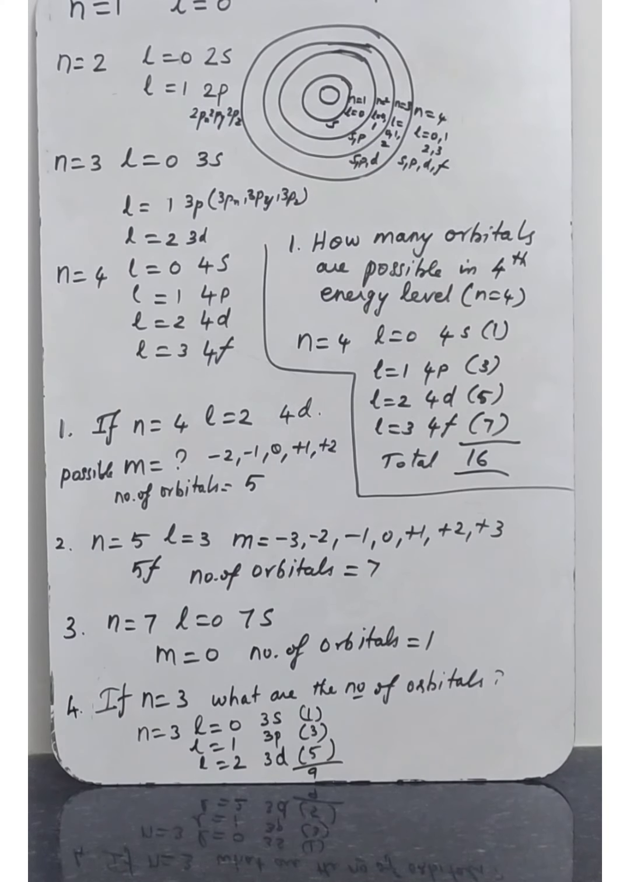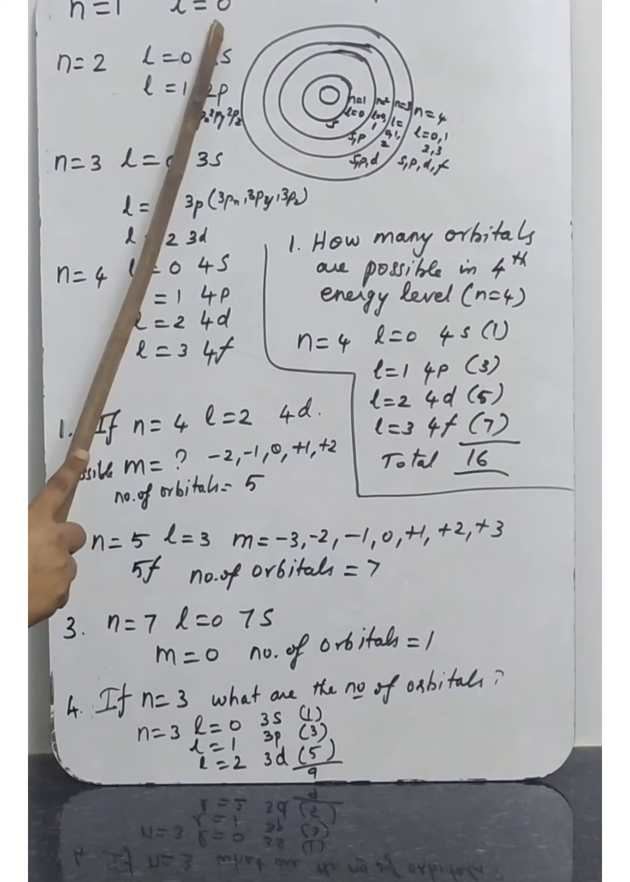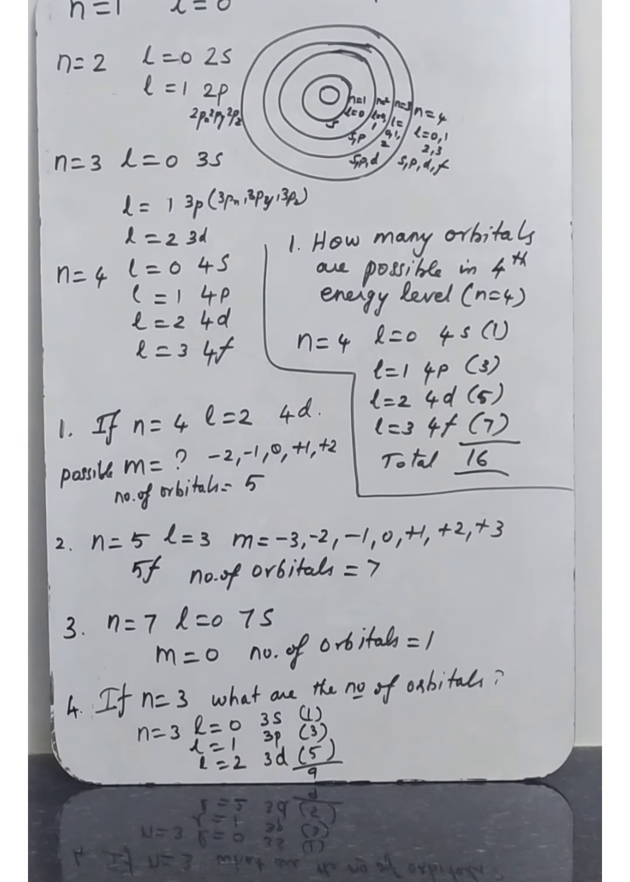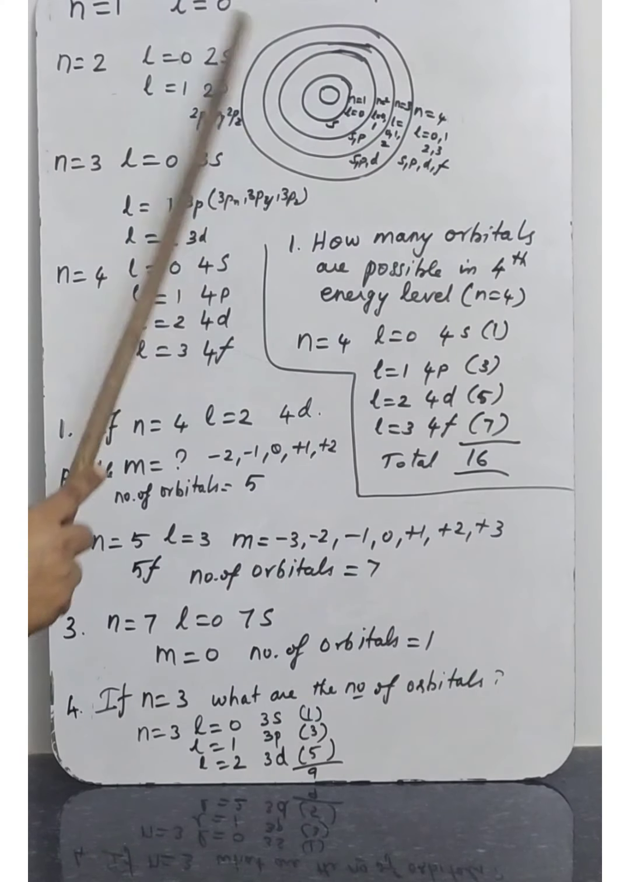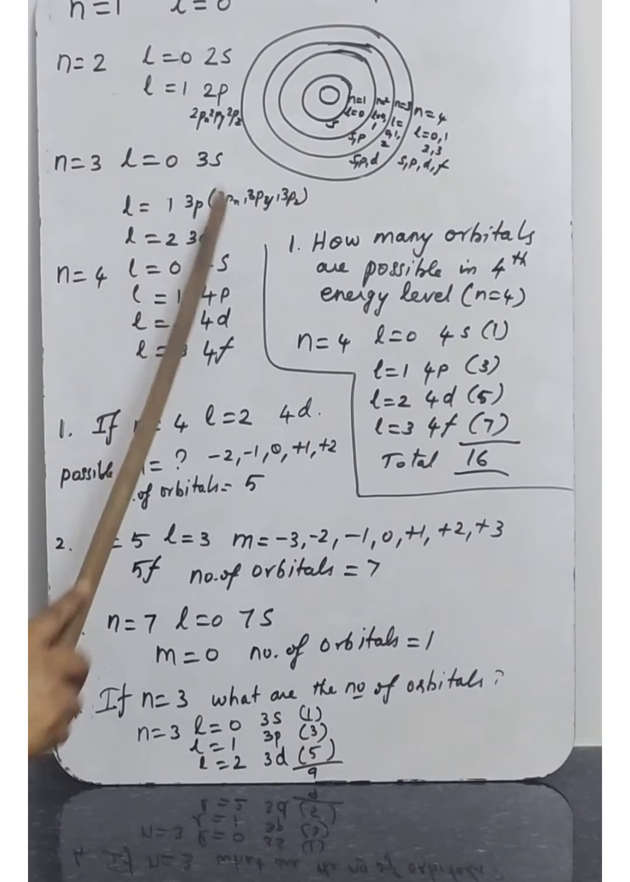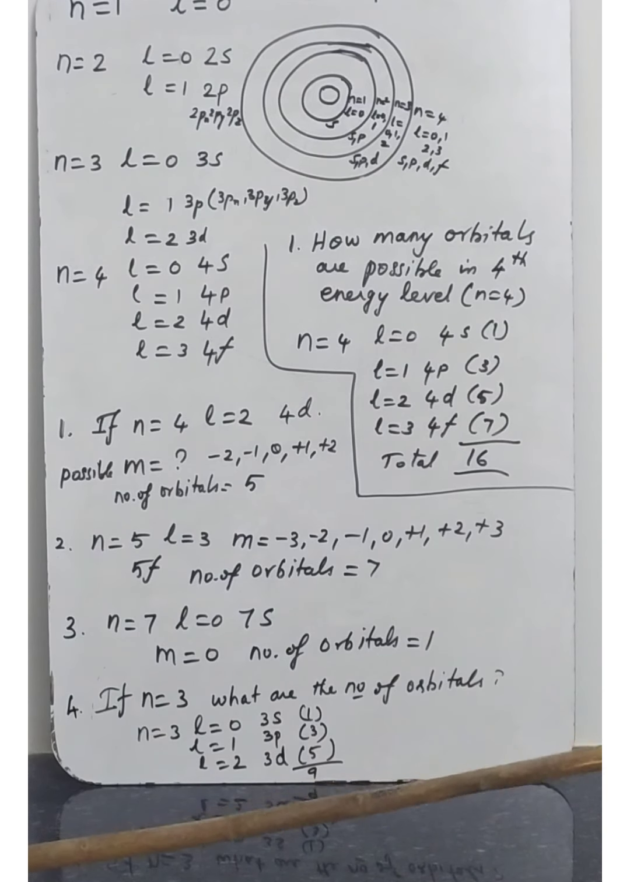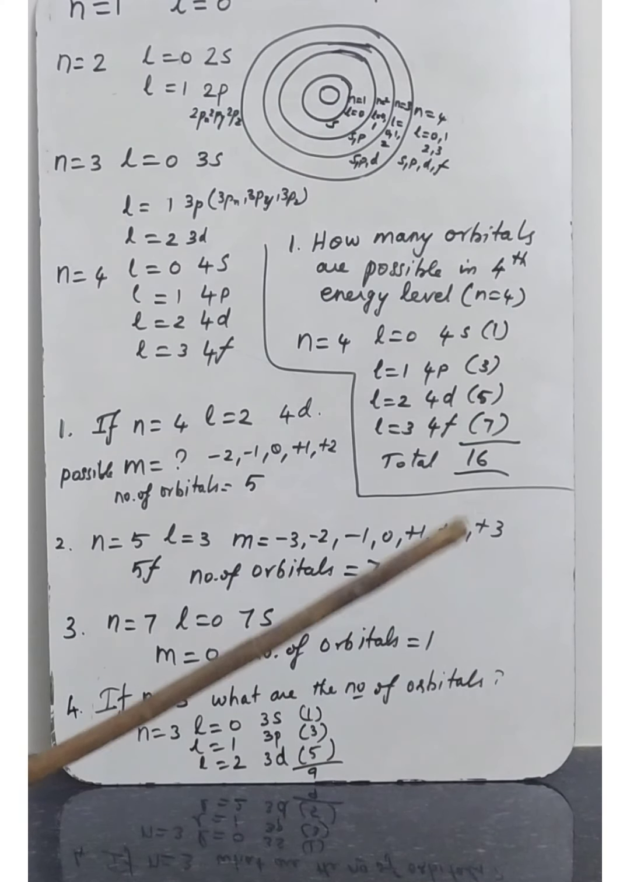Next, if n is equal to 1, what is the possible l value we have discussed now? l equal to 0. If l equals 0, the electrons will go and occupy the 1s orbital. Before discussing this, I want to explain something. You have studied it in lower classes, but I don't know whether you remember it or not.